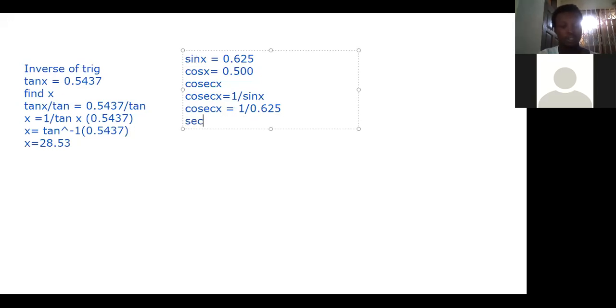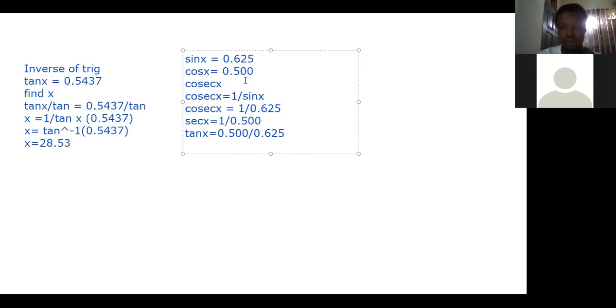Then the question says we should find sec x. But we know sec is 1 over cos. So this one will be 1 over 0.500. Now, we know tan x is equal to sin x over cos x. So tan is sine over cos. We are given cos to be 0.5 and sine 0.625, so that will be 0.625 over 0.5. So that one will be our tan.